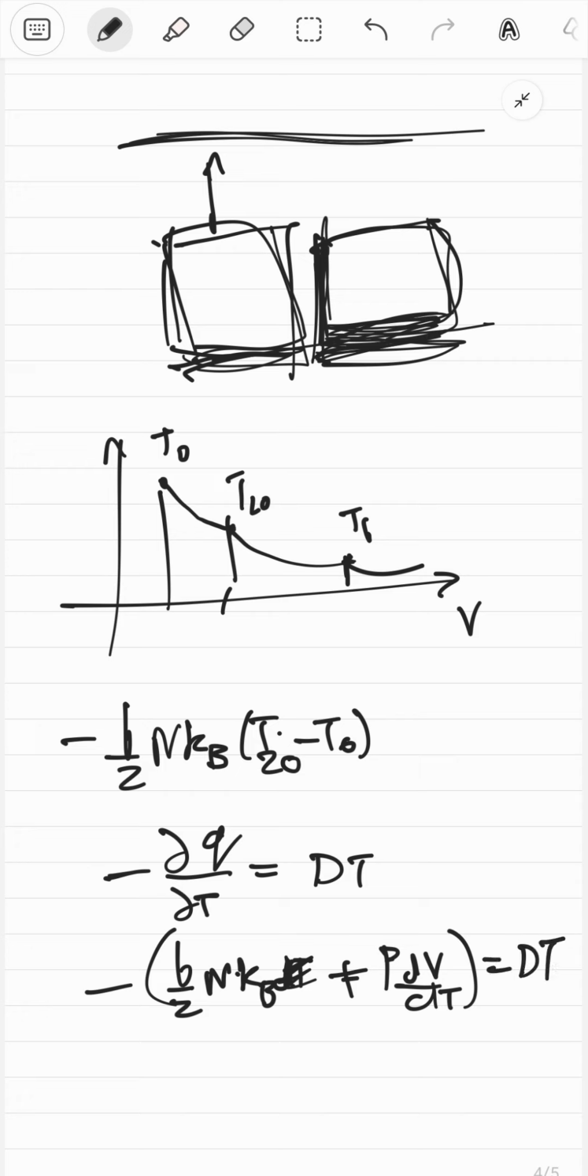Amazing. What is dV by dT? We have p naught V naught equal to pressure times volume, that's equal to n kB T. That's probably what we should be using, and that gives us that as temperature changes, pressure should change in that way. So everything's just volume and temperature. Cool.